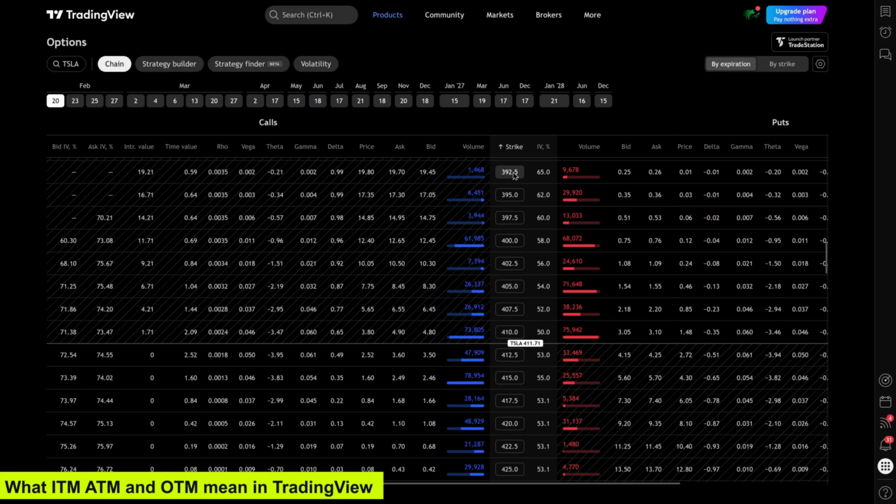So strikes like 392.5, 395, 400, and 405 are ITM calls. For put options on the right side, strikes above 411.71 are in the money. ATM means at the money. This is the strike closest to the current price. In this case, 410 or 412.5 would be considered ATM.